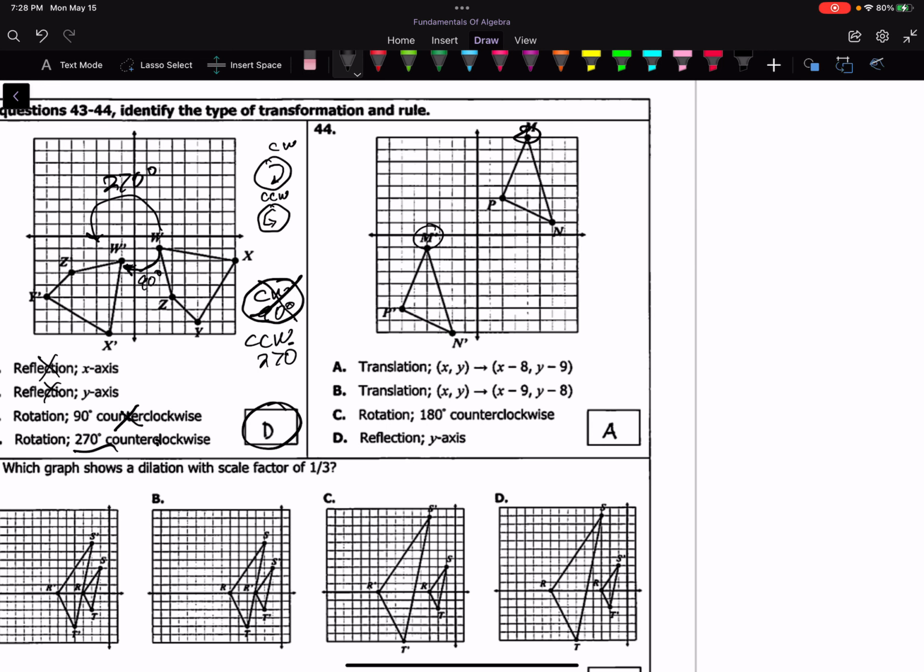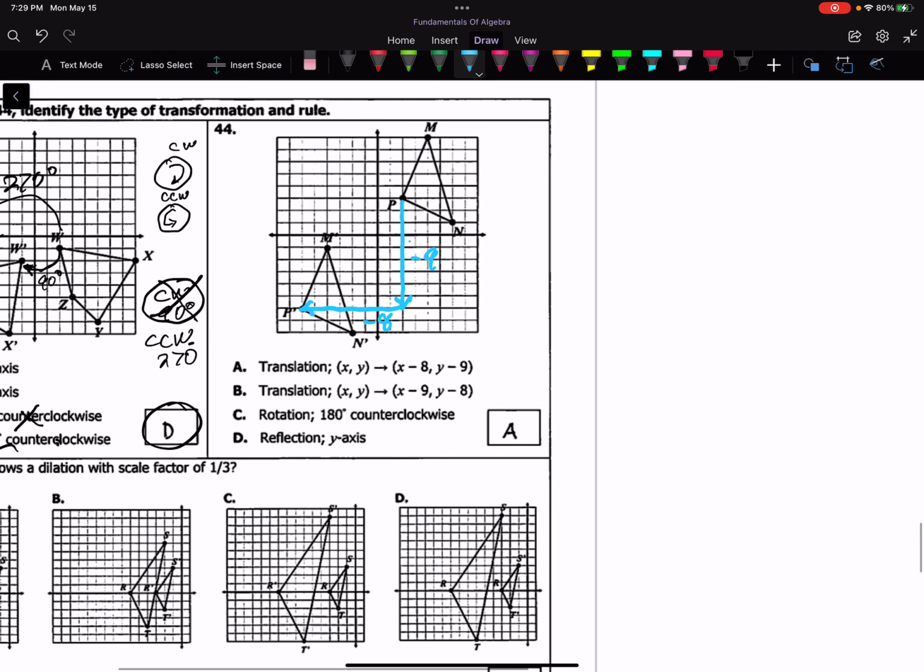What about this rule? Well, you see that M is still in the same position, so this must be a translation, must be a move down and over. So let's see if that works. Let's just do P. If we came down to there and over to there, does that work? Well, 1, 2, 3, 4, 5, 6, 7, 8, 9. Down 9 is minus 9. 1, 2, 3, 4, 5, 6, 7, 8. Minus 8. So it looks to me like this is a translation. Minus 9, minus 8.